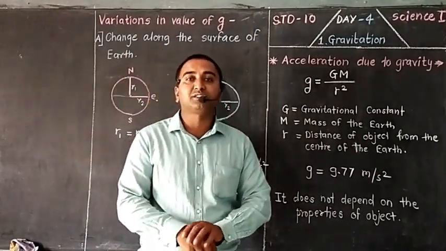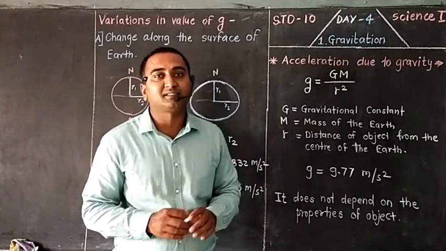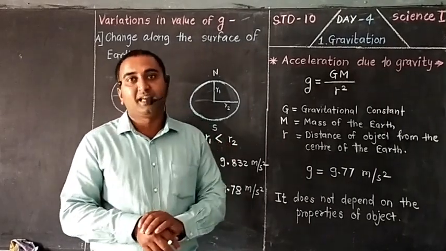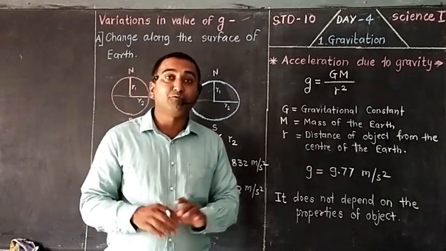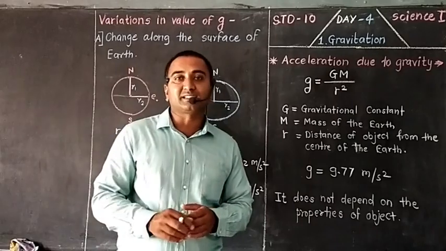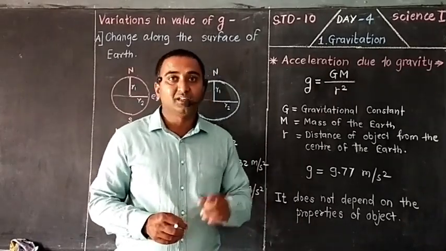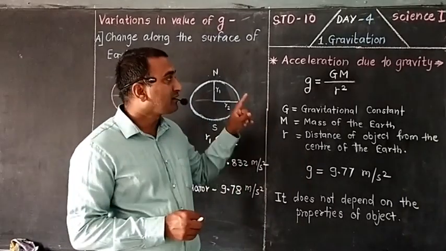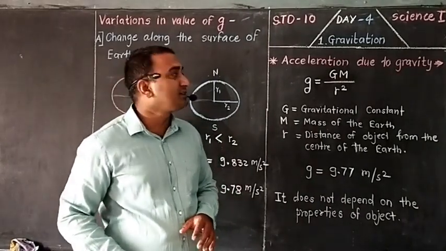The object which is falling down, as it is coming downward, definitely the distance between the object and the center of earth decreases, and as the distance decreases, the force increases. As force increases, velocity goes on increasing, and the change in velocity is nothing but the acceleration, and this acceleration happens due to gravity. So this acceleration is called acceleration due to gravity.